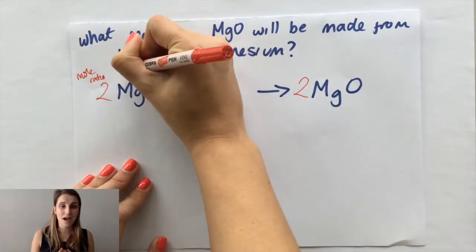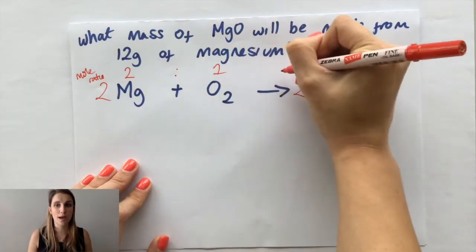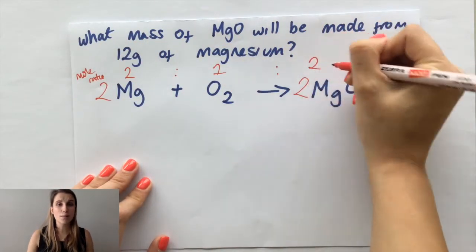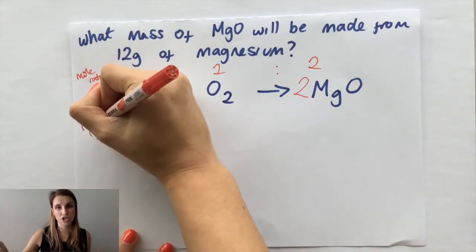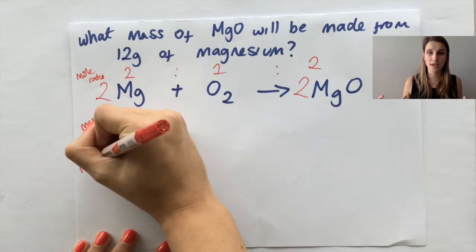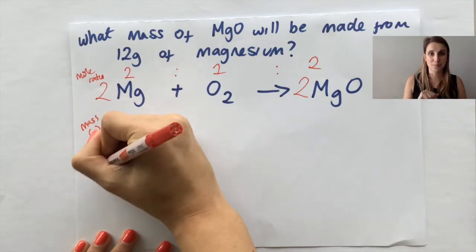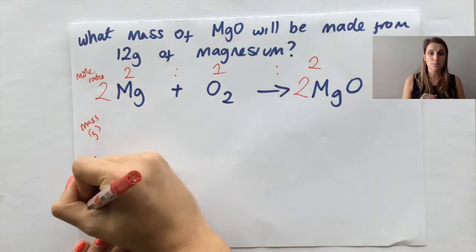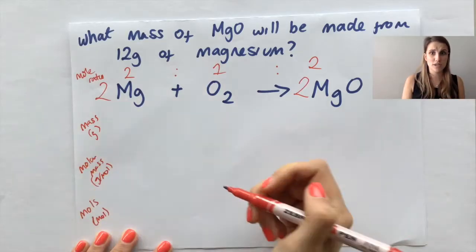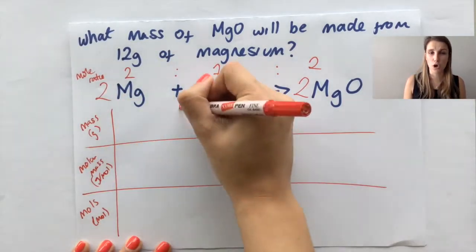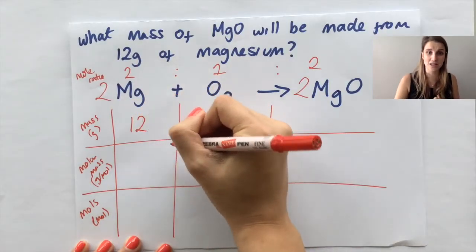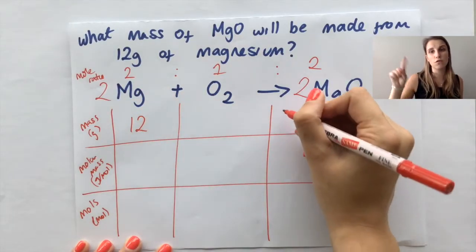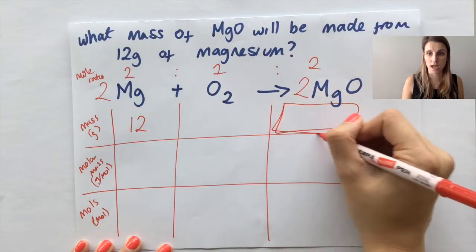So if I balance that, I've got 2 magnesiums and 2 MgOs. So that means that my mole ratio in this case is now 2 to 1 to 2, just looking at the big numbers in front of each of my species. So let's make the grid below just the same as we did before and chuck in the stuff that we know about. So I know that I've got 12 grams of magnesium, so I'm going to add the 12 in, and I'm aiming for the mass of magnesium oxide.